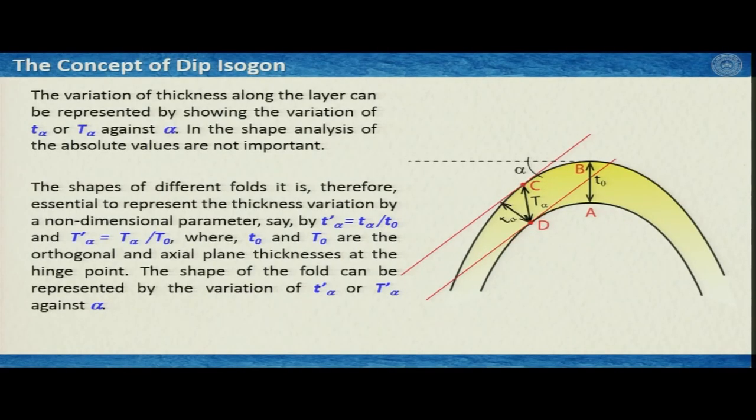So, absolute values are not important here, because all of them will be in the form of ratios. Therefore, for comparing the shapes of the different folds, it is essential to represent the thickness variation by a non-dimensional parameter. So, I can define a term T prime alpha, which is the ratio of T alpha by T 0, or capital T prime alpha, which is equal to capital T alpha divided by capital T 0, where small t 0 and capital T 0 are the orthogonal and axial planar thickness at the hinge point.